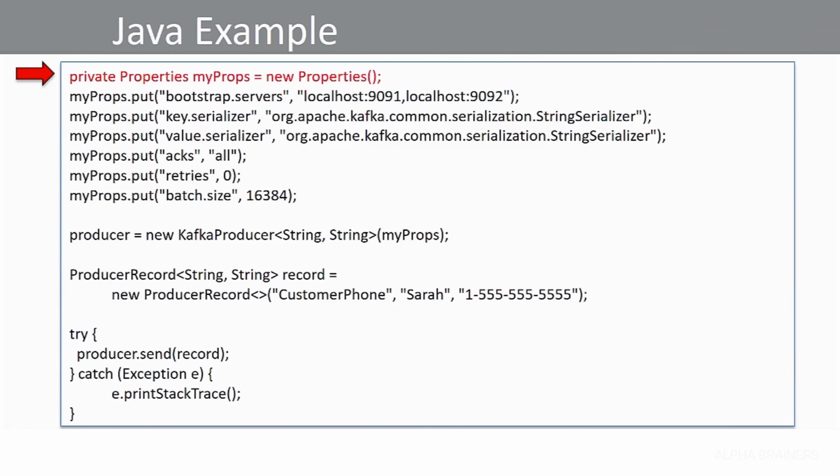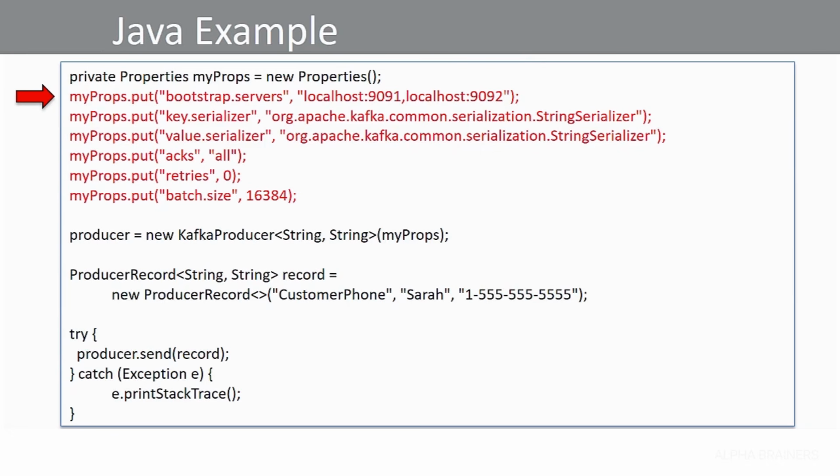The first thing we have is this private properties, myprops equals new properties. So this is going to create an object that's based upon the properties class, and we're going to call the object myprops. The purpose of this object is really to populate a whole bunch of properties that are going to be used to start up the Kafka producer. So later on when we use the Kafka producer, it's going to use some properties that we'll define, and the properties are defined by these put statements, as you can see right here.